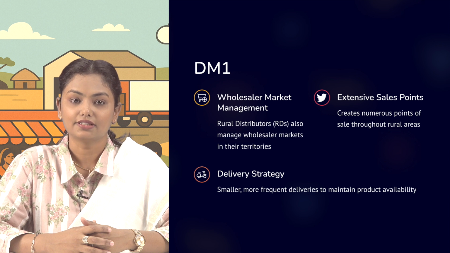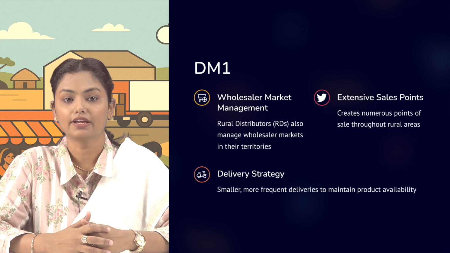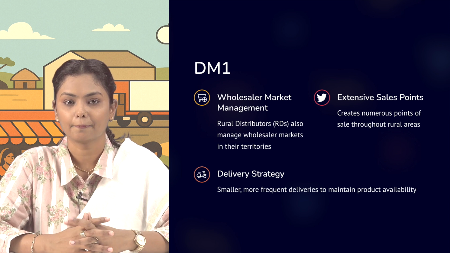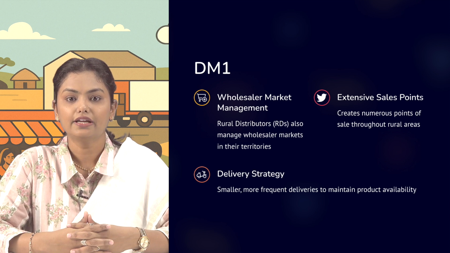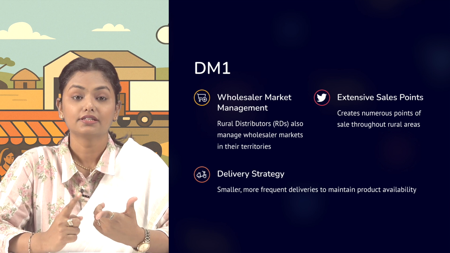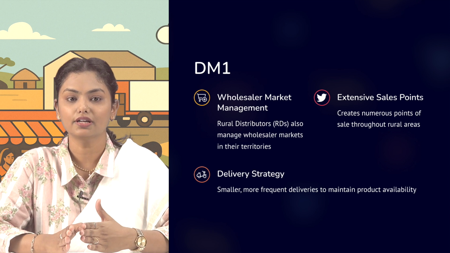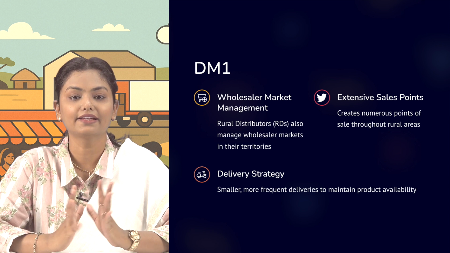The RD sends a small amount of products more often to these points, so customers in every area get regular supply. The main benefits of the DM1 model are, first, better control over sales and distribution, second, fair pricing, and third, smooth delivery of products across all rural areas.